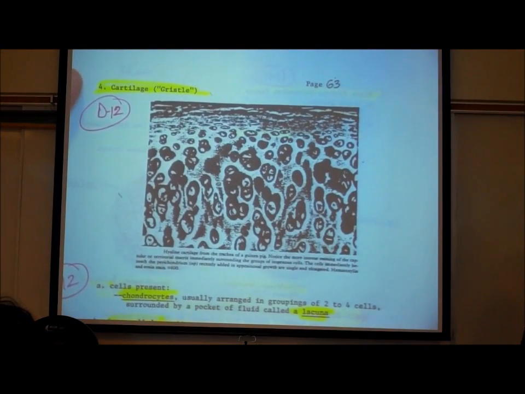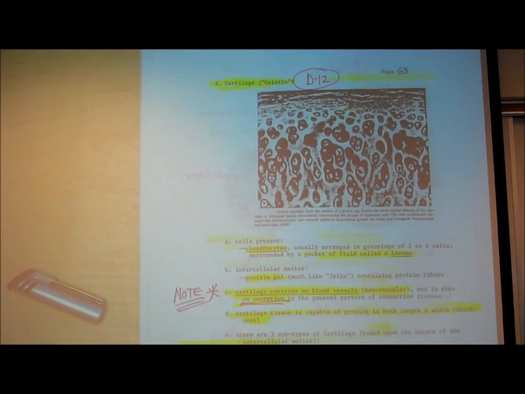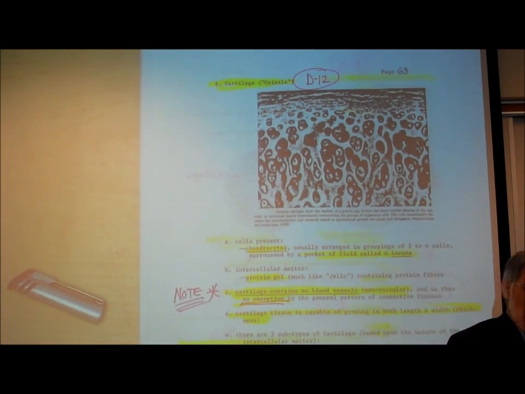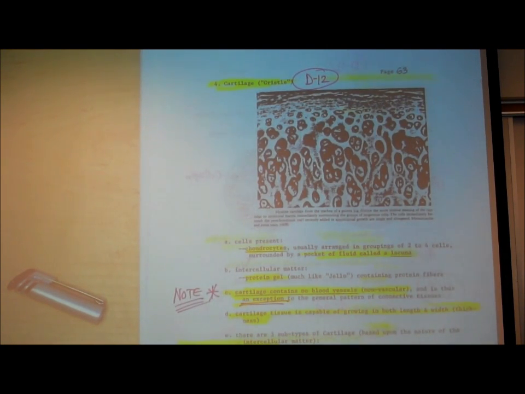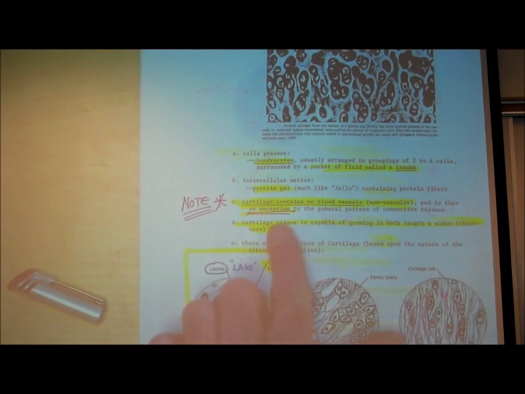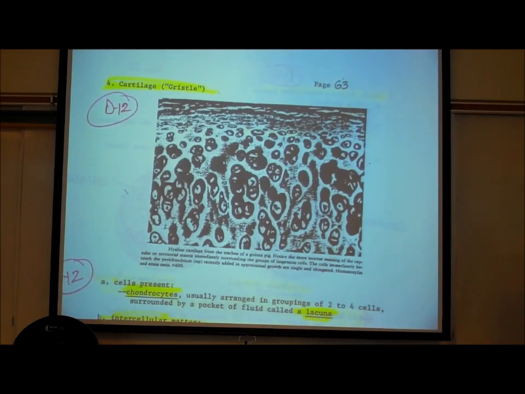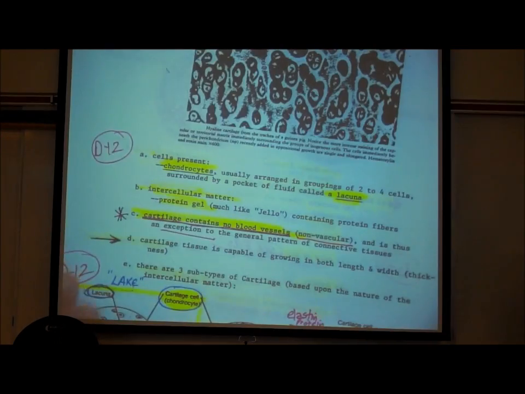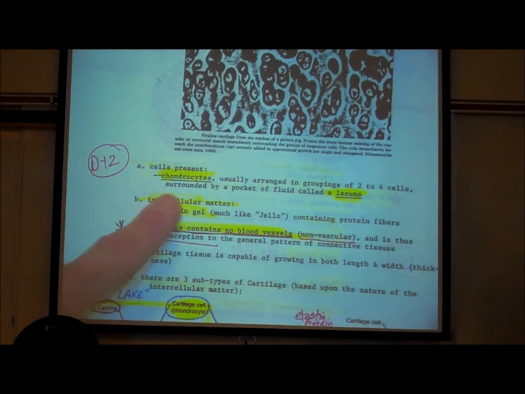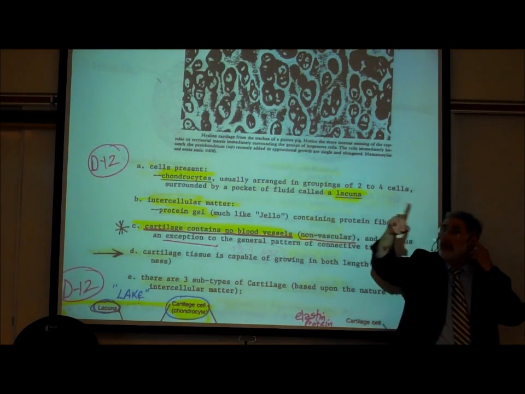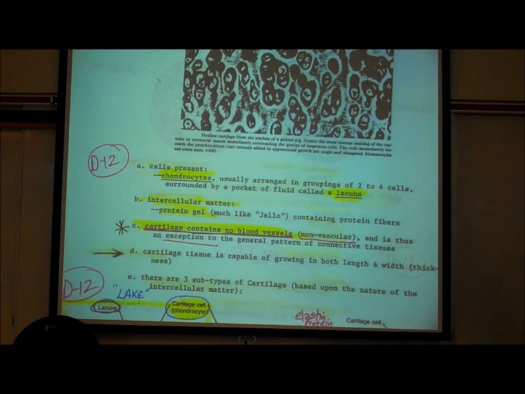And on D12, we learned about cartilage. Cartilage is an unusual connective tissue. What's the unusual thing about cartilage that makes it different from all the other connective tissues? Wonderful, terrific, you got it. I underlined it right here, there are no blood vessels. And that's why cartilage doesn't heal very well. The cells are called chondrocytes, and the chondrocytes are really characterized by the fact that they are surrounded by a little pool of fluid called a lacuna, which means a lake.